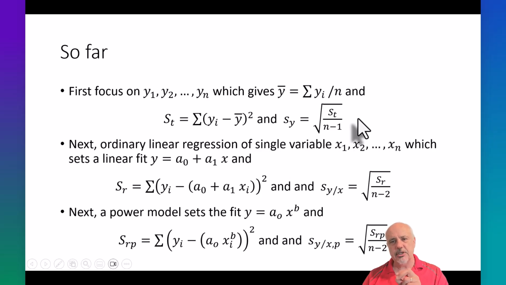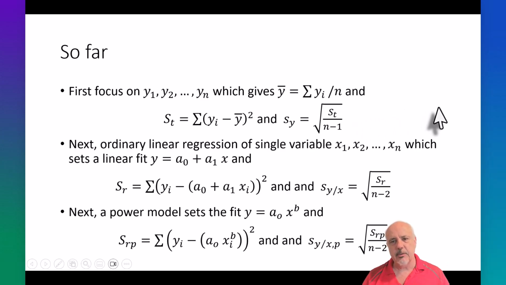A standard deviation is where we take the sum of squares of residuals and divide by n minus 1, and then take the square root. So why n minus 1 and not n? We talked about that. It's because there are n minus 1 degrees of freedom once you establish what the mean is and use that as a reference.